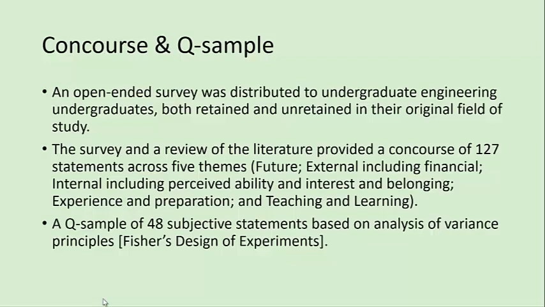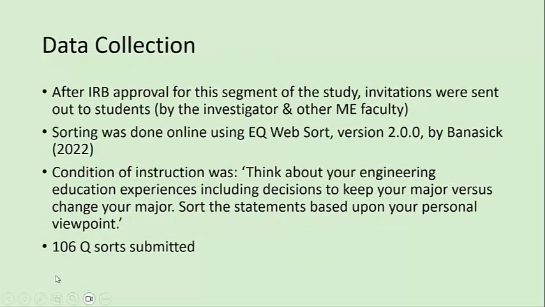Narrowed all that down across those themes, I have 48 subjective statements. They were selected using Fisher's design of experiments, which came from agriculture. It is actually a quantitative way of distributing. They did it for plots of land, so you'd have different plots in different places, and you'd have this kind of soybeans, and then this second type of soybeans, and then you grow them in different places in order to eliminate variability. That's where it came from.